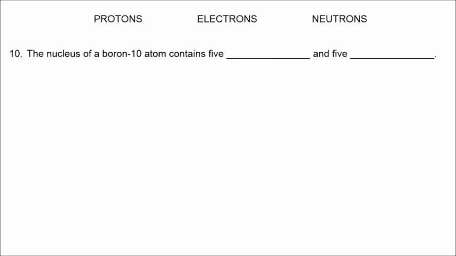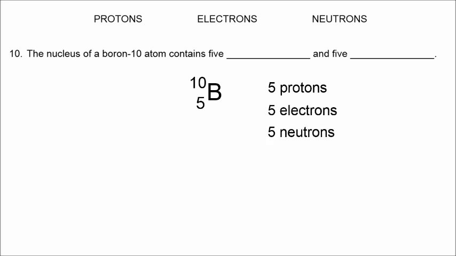Number 10, we have a boron 10 atom, which contains 5 protons, 5 electrons, and 5 neutrons. But in the nucleus, there would be 5 protons and 5 neutrons.